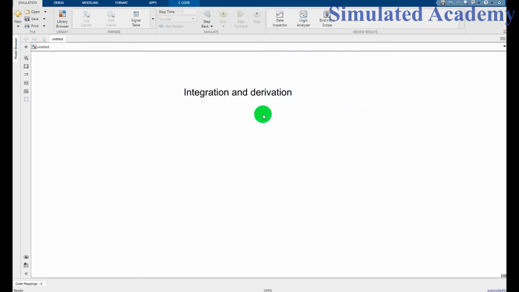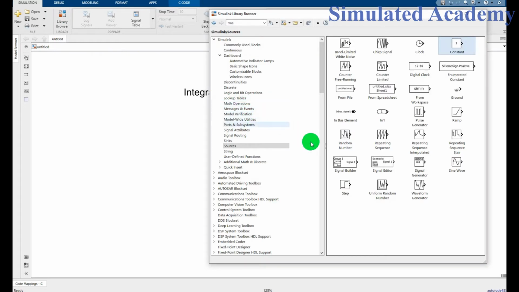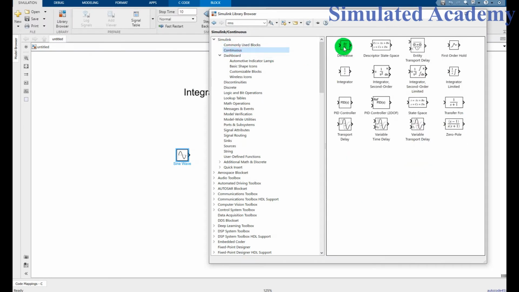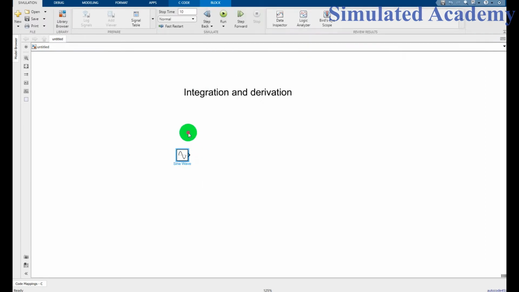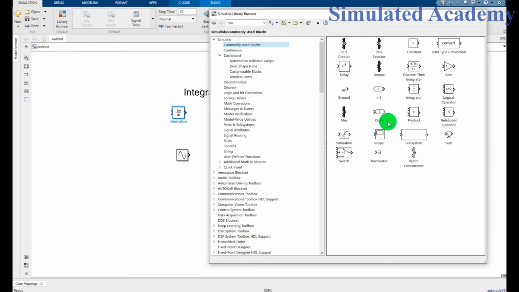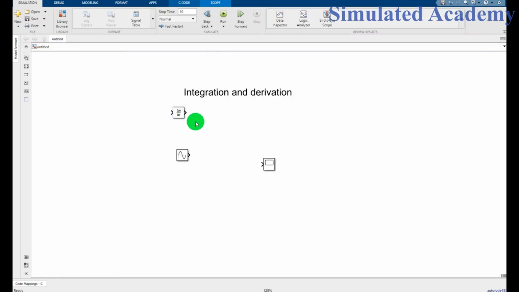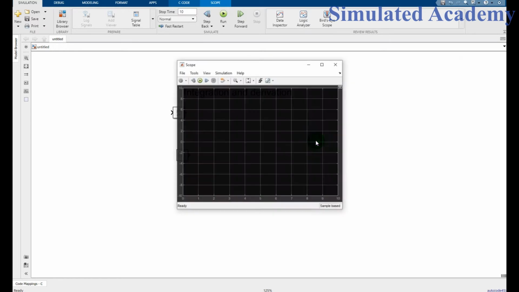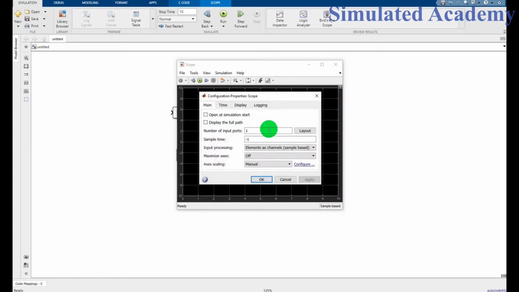We will learn integration and derivation in this video of Simulink. For this, I need a constant, I need a sine wave for my input signal, and for derivation, I will go to continuous, I will take a derivative block, and for scope, I will go to commonly used blocks. Double click on scope, go to view, configuration, number of pins 2, layout should be like this, apply, OK.